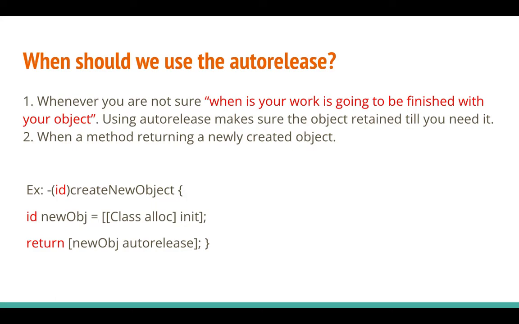So suppose, for example, I created one example: id, create a new object equal to id, the identity for the new object. It means we are allocating the object for that class; alloc init means we are allocating the memory for it. If we are not using that new object, we have to release that object by using the release.